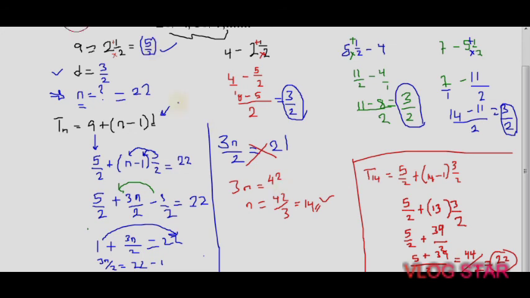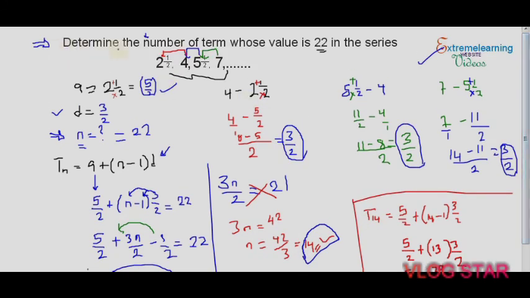So it's more like we have done the reverse and gotten our work back to the normal question we were given. The actual answer to this question is that 14 is the number of terms we need. We need the 14th term in order to get the value 22 in the series.